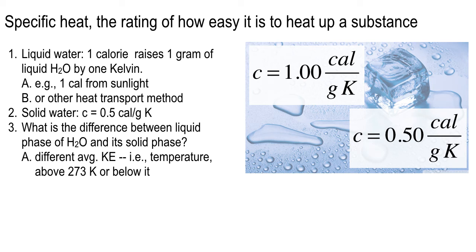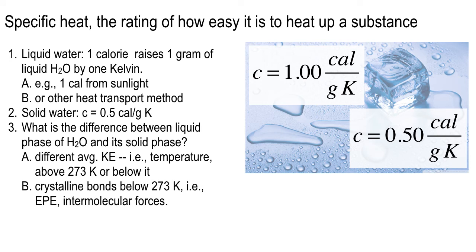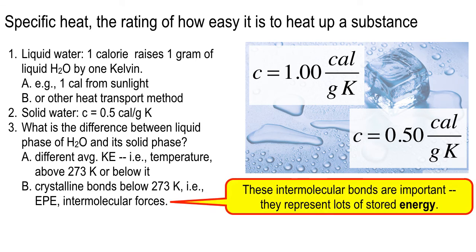If you're at 274, you're liquid and you have a higher kinetic energy on average, right? And so the crystalline bonds below 273, you know what that is? That's electrical potential energy, EPE. Go ahead and write that down. In other words, these are the intermolecular forces, hydrogen bonding, if you will, for the water molecules that form the beautiful hexagonal shapes in an ice crystal.